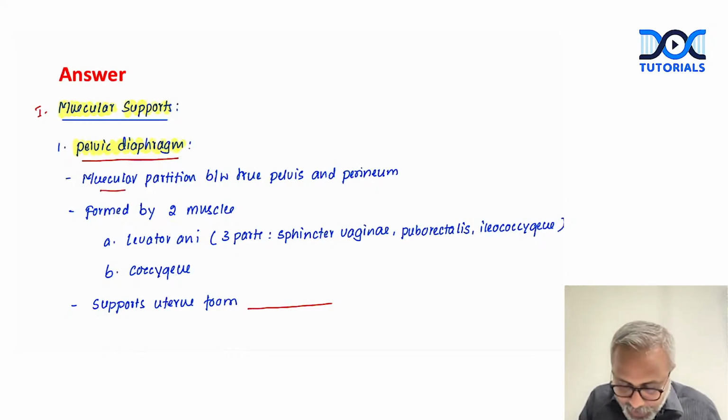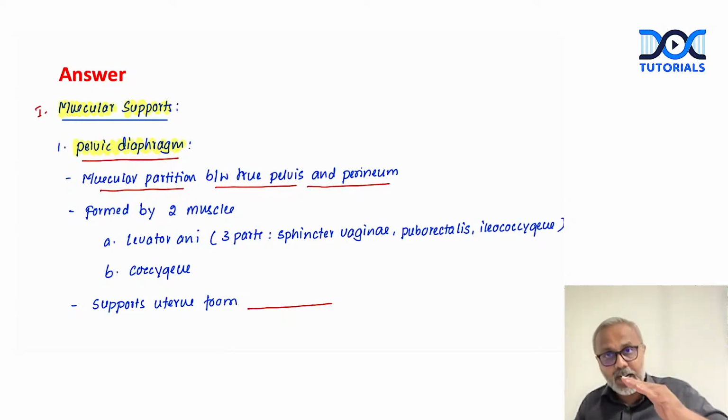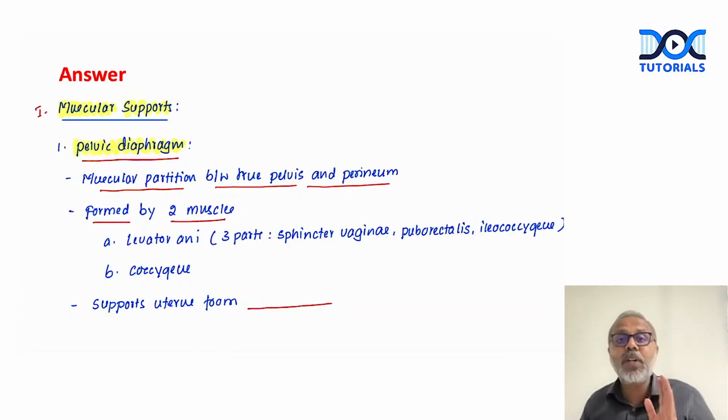Pelvic diaphragm is basically a muscular partition. Where is it located? Remember, it is located between the true pelvis and the perineum. We know that all the structures that lie below the pelvic diaphragm constitutes the perineum, right? So this is the muscular partition between the true pelvis and the perineum, the first sentence. Then, how exactly it is formed? We know that pelvic diaphragm is formed by two muscles. Name the two muscles first. What are they? One is the levator ani and the other one is the coccygeus.